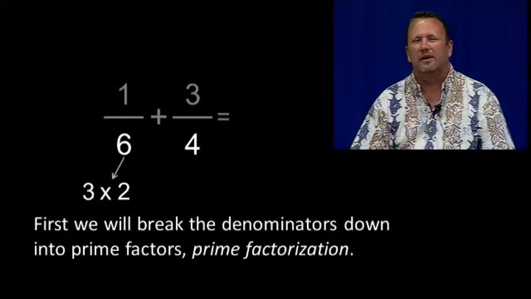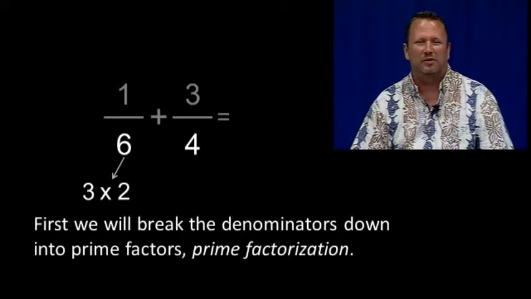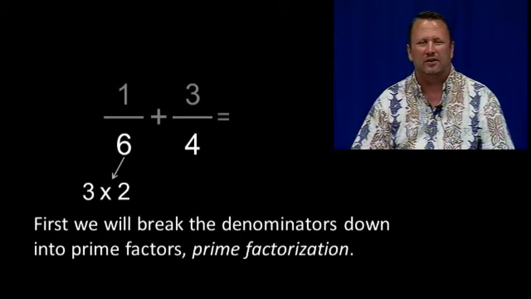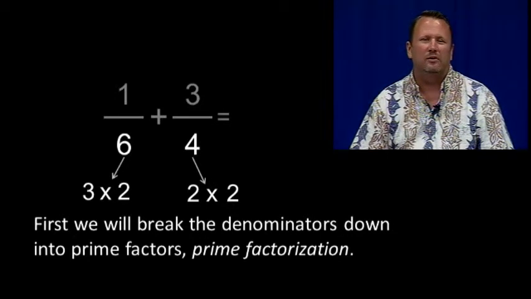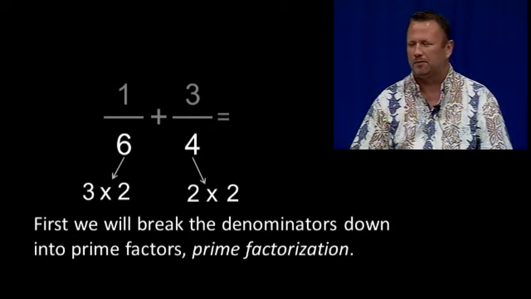First, we will break the denominators down into prime numbers. This is called prime factorization. Here, 6 is equal to 3 times 2. When we break 4 down into its prime factors, we end up with 2 times 2.